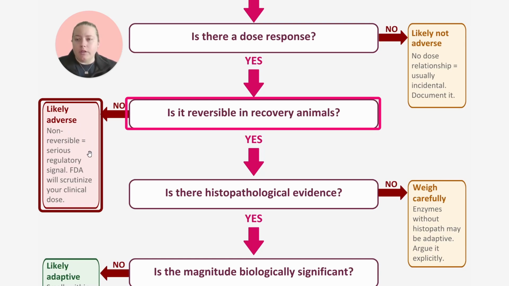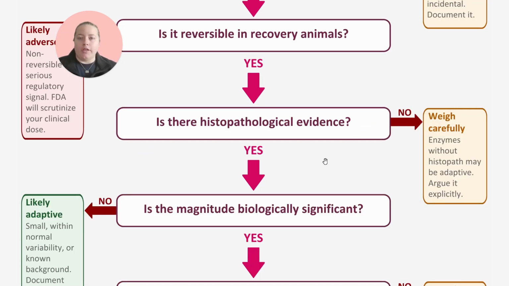So non-reversible findings are a serious regulatory signal. The FDA will absolutely scrutinize your clinical dose. Say you have an enlarged liver with elevated liver enzymes, and that doesn't recover in your recovery animals, meaning that dosing has stopped after 4 weeks, those livers are still enlarged, and you still have elevated liver enzymes. That's a clear liver toxicity response, and that's something that the FDA is definitely going to flag. So that would certainly be adverse. Okay, so is it reversible in recovery animals?